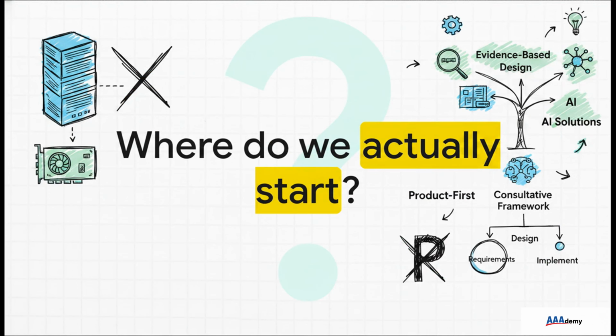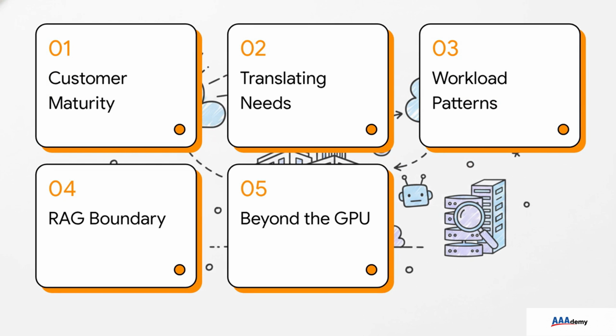Okay, let's dive into this. If we aren't just slapping a high-end GPU into a server and calling it a day, where do we actually start? What's the right consultative framework? Basically, how do we build an evidence-based design instead of making a product-first mistake? Well, here is our roadmap for the architect's journey today. Number 1. Assessing AI customer maturity. 2. Translating needs to constraints. 3. Classifying AI workload patterns. 4. Securing the RAG boundary. And finally, number 5. Infrastructure beyond the GPU.